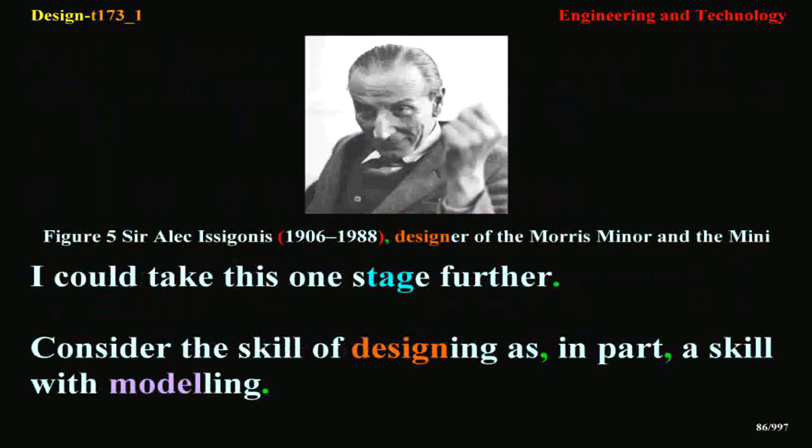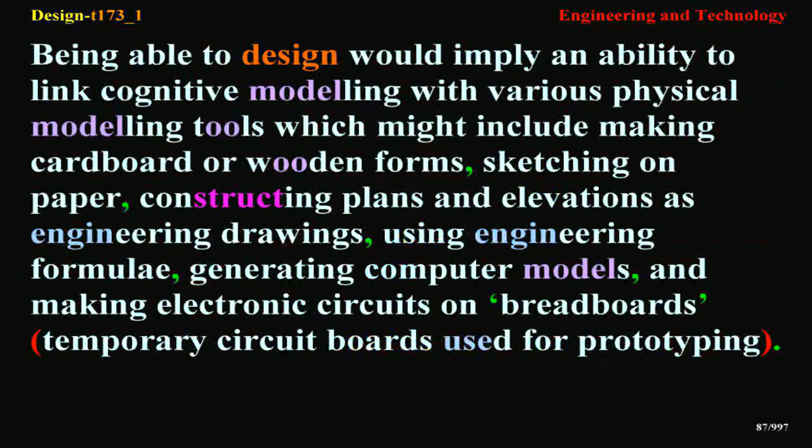Figure 5. Sir Alec Issigonis, 1906-1988, designer of the Morris Minor and the Mini, could take this one stage further. Consider the skill of designing as, in part, a skill with modeling. Being able to design would imply an ability to link cognitive modeling with various physical modeling tools, which might include making cardboard or wooden forms, sketching on paper, constructing plans and elevations as engineering drawings, using engineering formulae, generating computer models, and making electronic circuits on breadboards, temporary circuit boards used for prototyping.